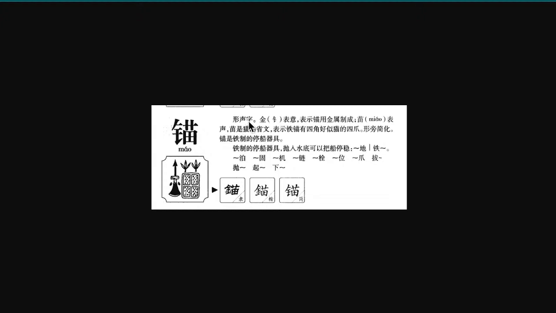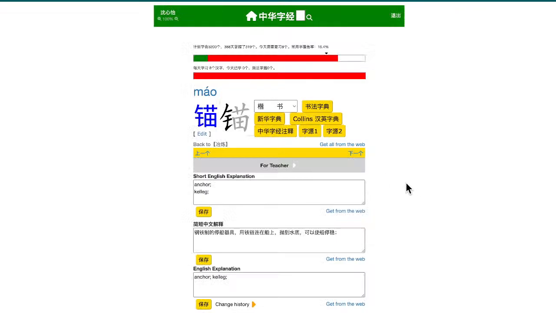Now this 苗 is the simplified version for 猫, which means cat. What they're trying to say is that this 毛 has a hook on them, so they feel like 猫's claws, which will grab things and hold on to them tight. That's the meaning they're trying to express here. So this is 毛.